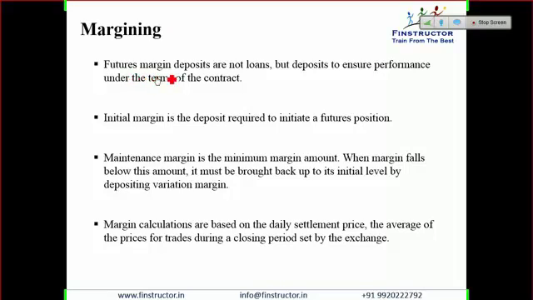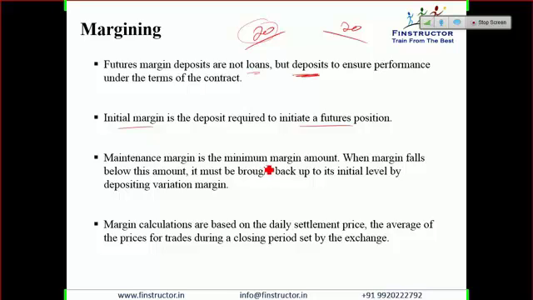Futures margin deposits are not loans. So that initial $20 that both A and B had given is not a loan, it is a deposit to ensure performance. That is, if one of them has a loss and runs away, still there is enough cushion or enough deposit to make good the other counterparty's profit. Initial margin is the deposit required to initiate a futures position. So in this case it was $20.